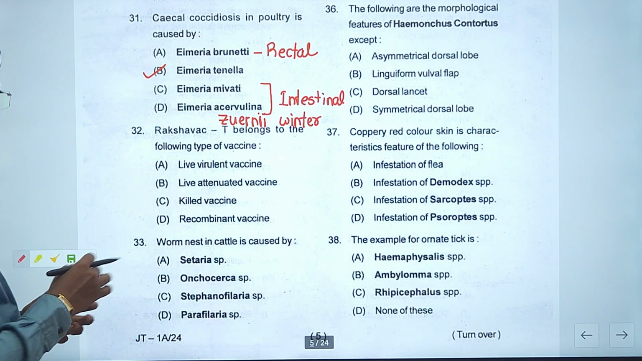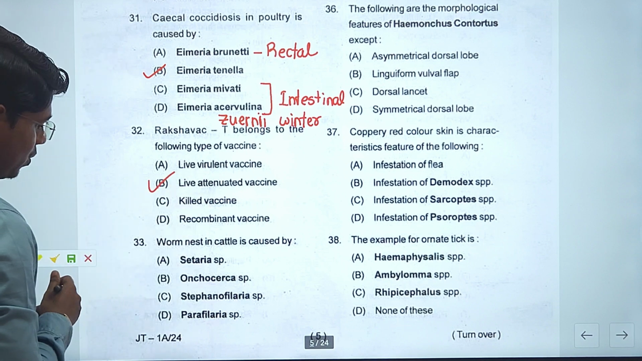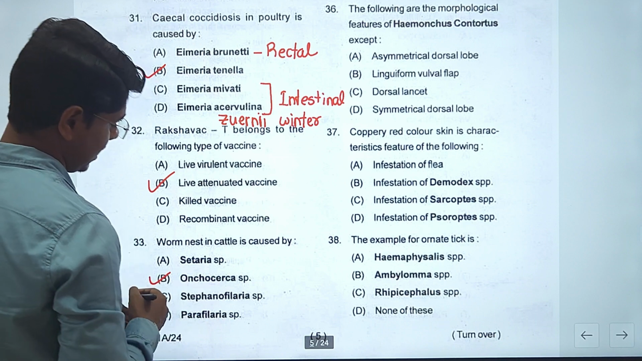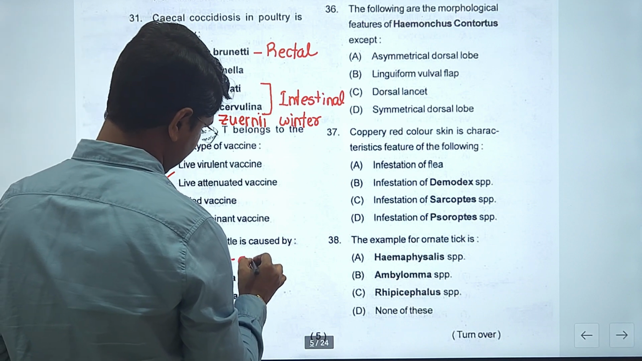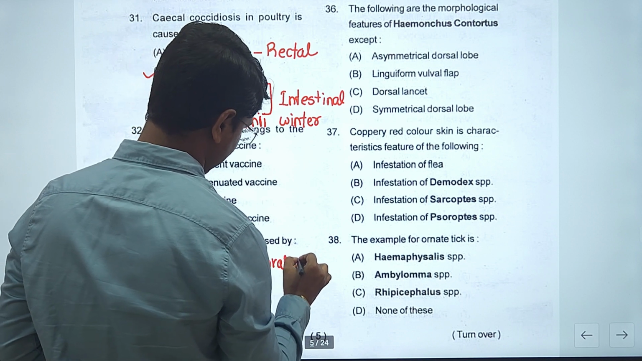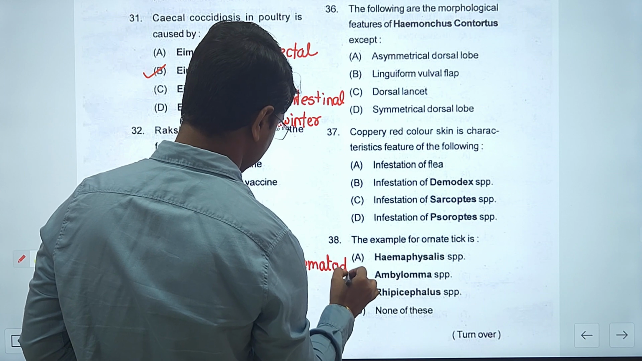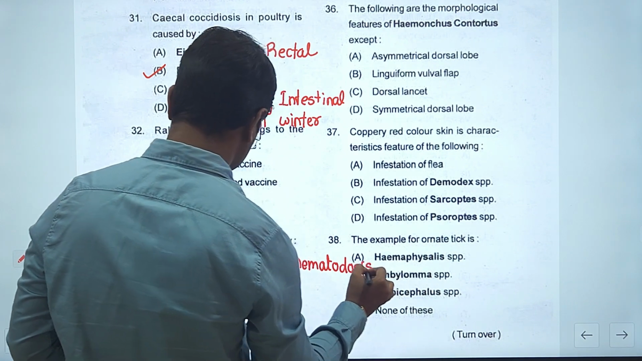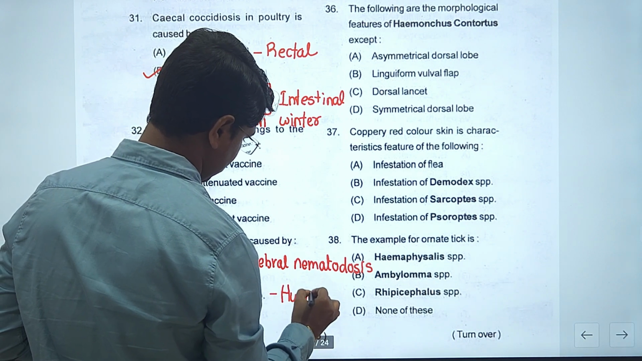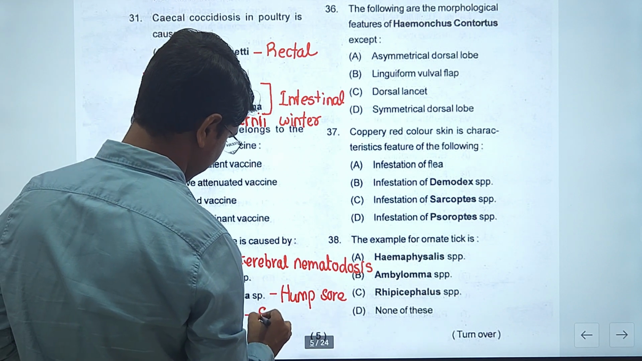Tautavac T is a Theileria vaccine. It belongs to the following type of vaccine: live attenuated vaccine. Worm nest in cattle is caused by Onchocerca. The answer is Onchocerca. Setaria causes cerebrospinal nematodiasis. Stephanofilaria causes hump sore or ear sore. Parafilaria causes summer bleeding.